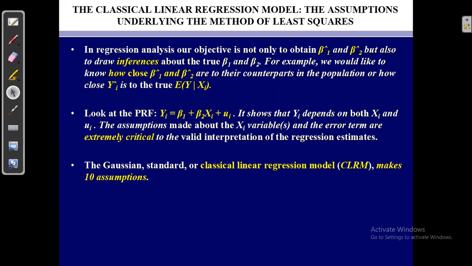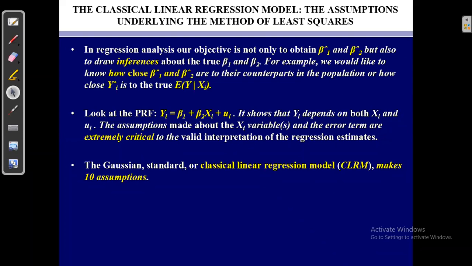So in regression analysis, our objective is not only to obtain the estimates of our regression parameters. In the last lecture, if you remember, we discussed how you can get the OLS estimator for the slope and the OLS estimator for the intercept, okay? But we would also go one step further. What is that one step further? We would draw inferences, okay? Inferences means like hypothesis testing. So it would not be enough just to get the numeric estimates of beta 1 hat and beta 2 hat.